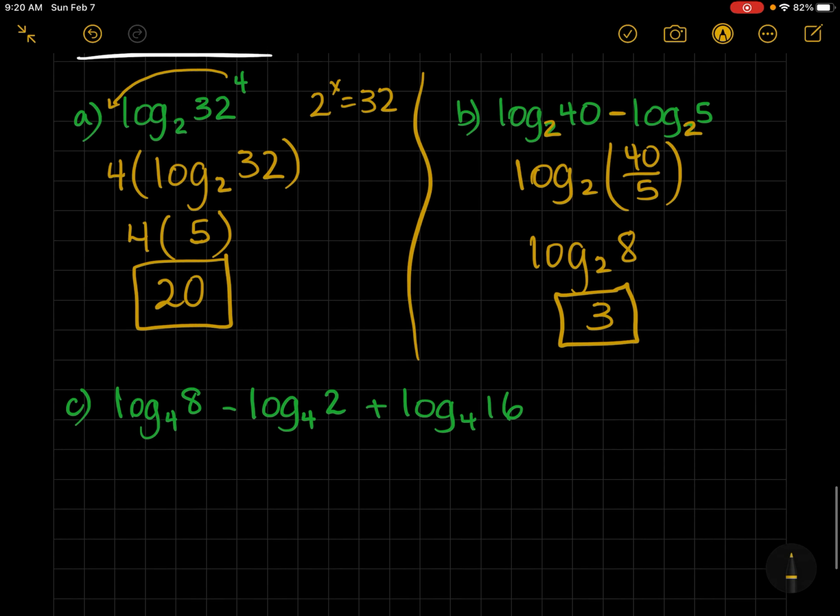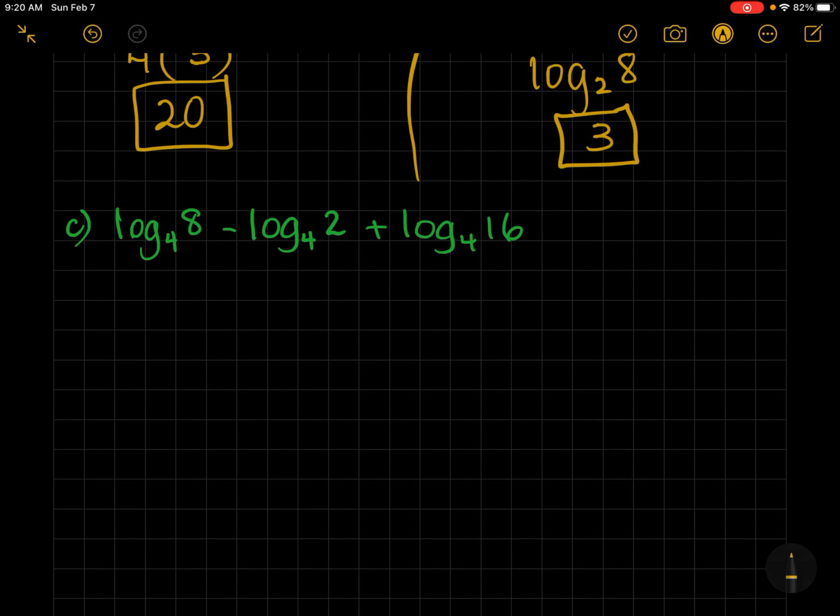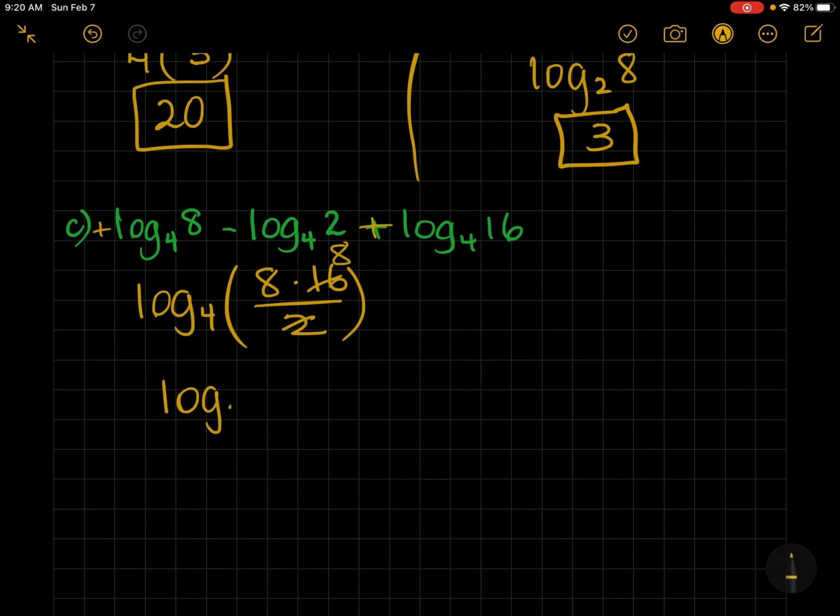Alrighty, our last example. So, wow, we have 3 parts here, and we have log base 4. Everything positive is in the numerator. So that's 8, that's 16, and 2 goes in the denominator. So let's see. I already see I can go 2 goes into 16 8 times. So that's log base 4, and I have 8 times 8 is 64. So now I'm asking 4 to what power equals 64? And that would be the 3rd power.